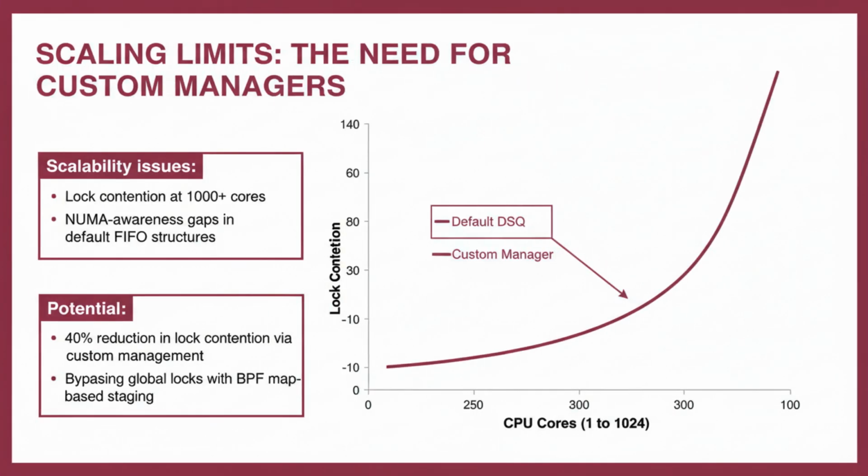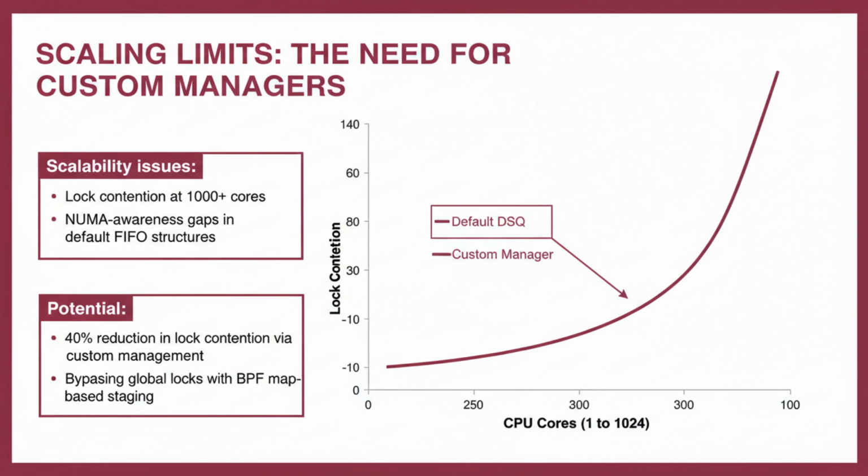Why do we need a custom DSQ manager? When we scale to systems with 1,024 or more cores, the default global DSQ becomes a massive point of contention. The locking overhead required to maintain a single global FIFO can cause significant tail latency spikes. Furthermore, modern NUMA architectures require task placement that is aware of memory distance. A custom DSQ manager allows us to implement hierarchical DSQs, or NUMA-aware staging.